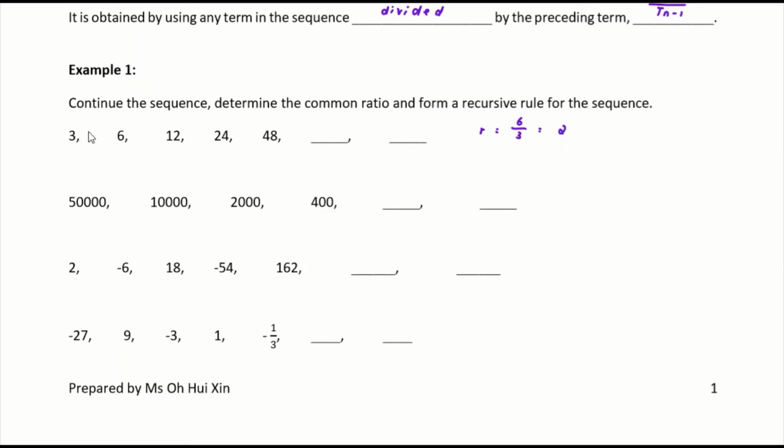So what does that mean? How do I get all the preceding terms? It is by multiplying by 2. Okay, so that's the idea. Which means 48 multiplied by 2, then I'll be able to get 96. Then multiply by 2, then I'll be able to get 192.